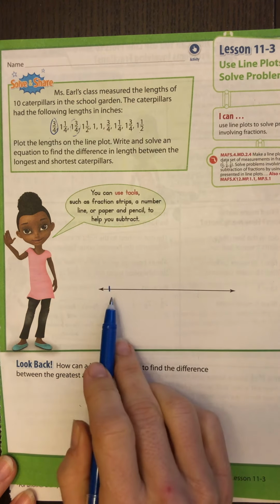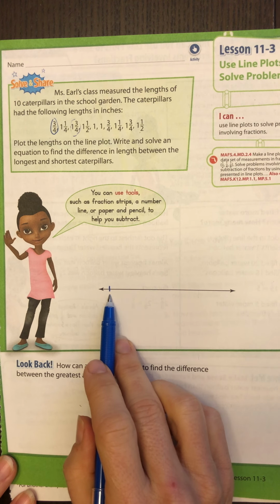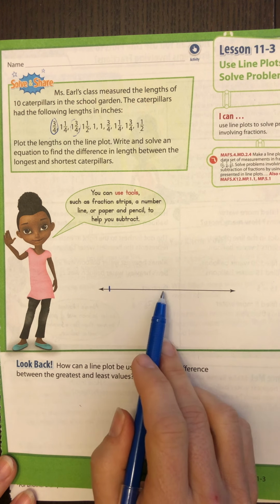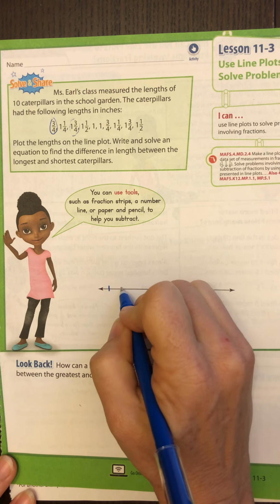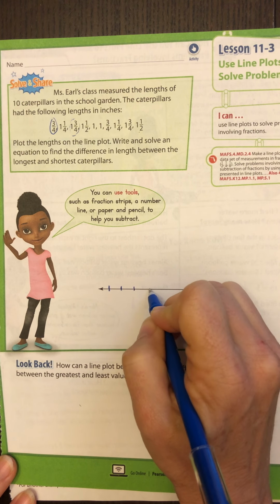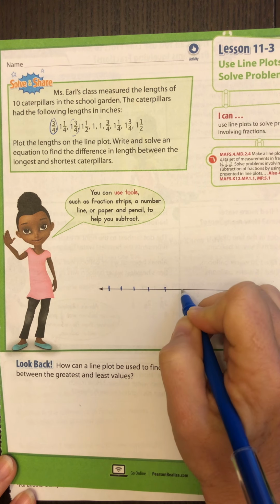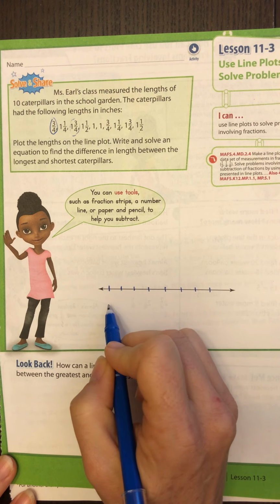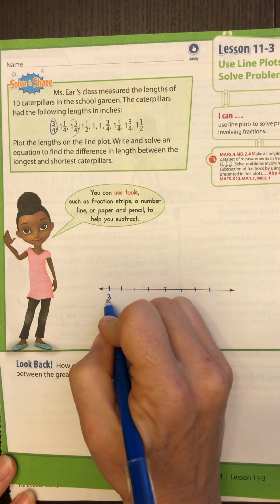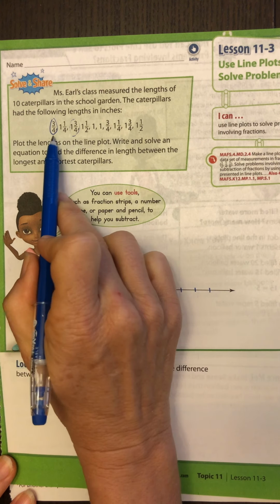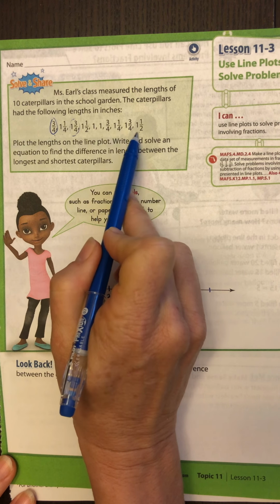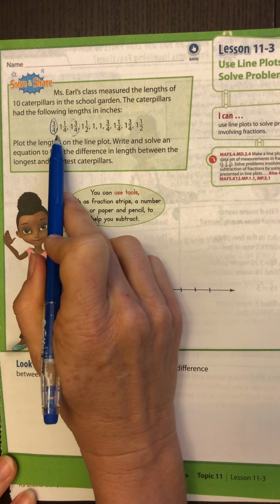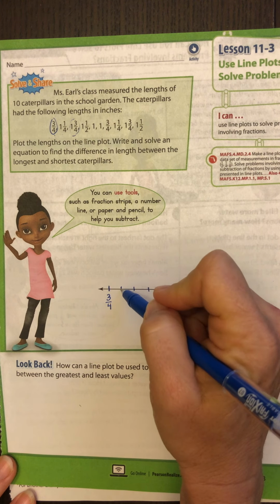So on my line plot, I would need to start at 3/4 or slightly before, and then go to at least 1 3/4. So I'm going to just space these out about so, trying to keep them about the same distance apart. And we'll go ahead and start with the 3/4, our smallest. So we need to look at our denominators, and we see that the smallest fraction is broken into 4 pieces, fourths. So our jumps are going to be by fourths.